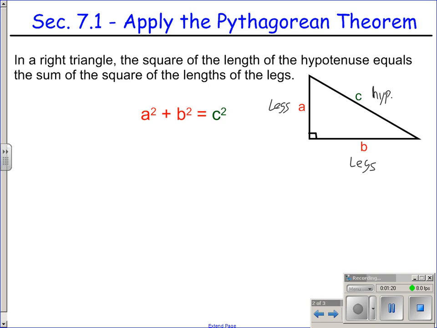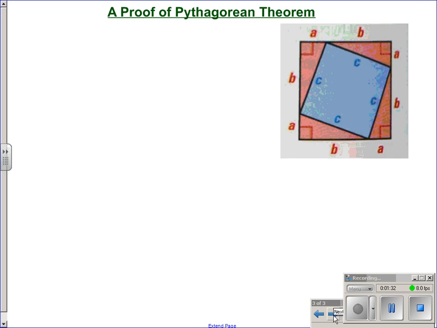Doesn't matter how the triangle is oriented. It's a squared plus b squared equals c squared. A leg squared plus the other leg squared equals the hypotenuse squared. Now, there are many, many proofs of where this comes from. I think this one is the most basic. It's not something that you have to know and be able to go through, but you should be able to see it and understand where it's coming from.